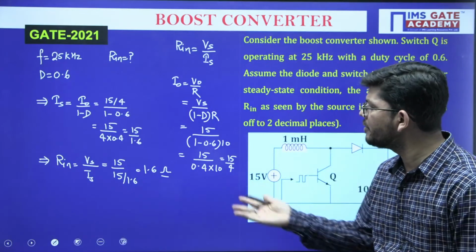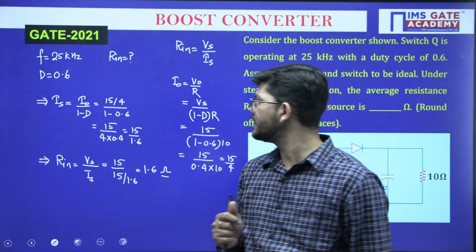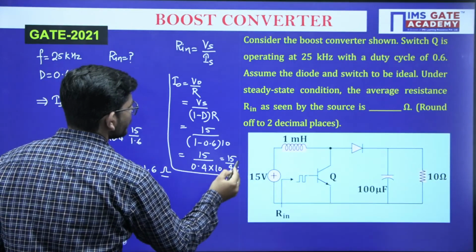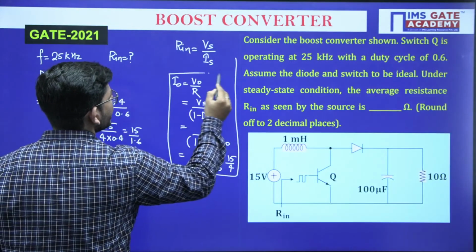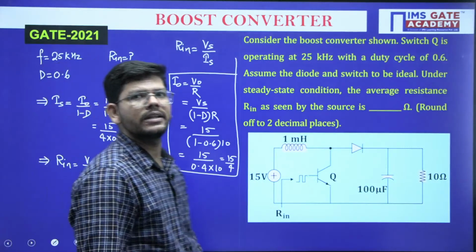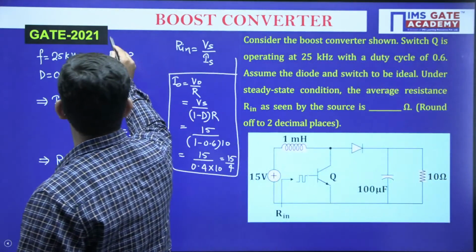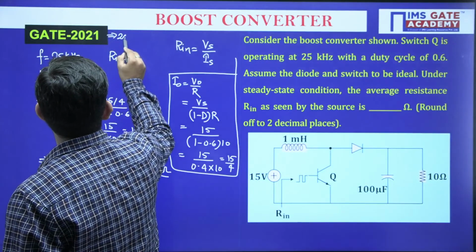This is how we will be able to solve this question, isn't it? Is there any difficulty that you have found in order to get the answer of this question? I don't think so, isn't it? Simply we have calculated this, and this is the part of GATE 2021 carrying 2 marks.